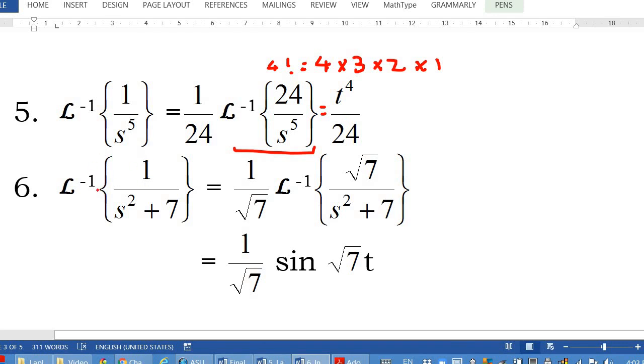The inverse Laplace of 1 over s squared plus 7. Notice that 7 here can be rewritten as root 7 squared. If you have root 7 squared, in your numerator you must have root 7. So you have it in the form of s squared plus a squared. You multiply by root 7, you have to divide by root 7. Then the inverse Laplace of root 7 over s squared plus root 7 squared gives back sin at, where a is root 7. So it is sin root 7 t divided by root 7.